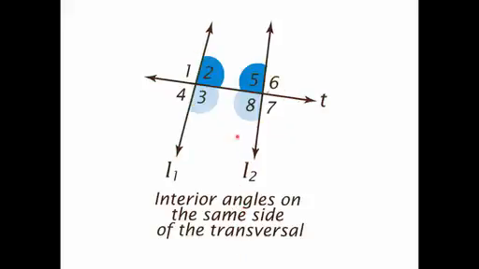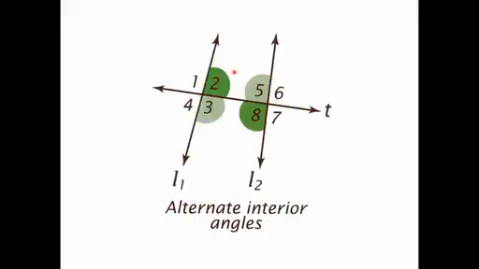Here, these are interior angles. They're both between the lines, but they're on the same side of the transversal. And here's the third pair, alternate interior. Again, they're interior. They're inside. They're between the 2 lines, but they're on alternate sides of the transversal. So we have alternate interior angles.